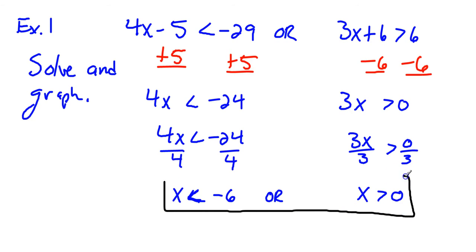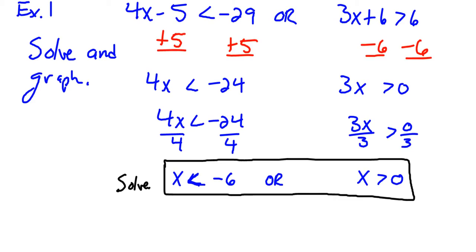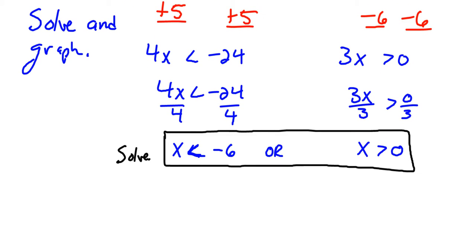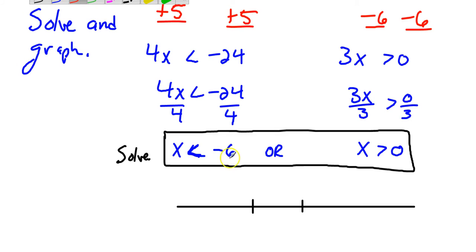And when they ask you to solve, there's your solve answer. Okay. And again, the good thing about a graph when you're doing the OR statement is that the graph is just those two things on a number line, and you just cover up whatever happens to pop in there. So this one is everything less than negative 6, so we're going to go to negative 6. Open circle here, head off to the left. X greater than 0, open circle at 0, head off to the right.